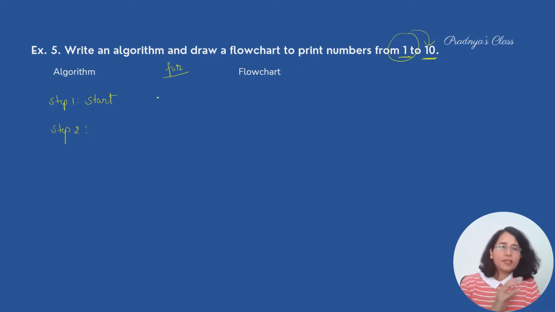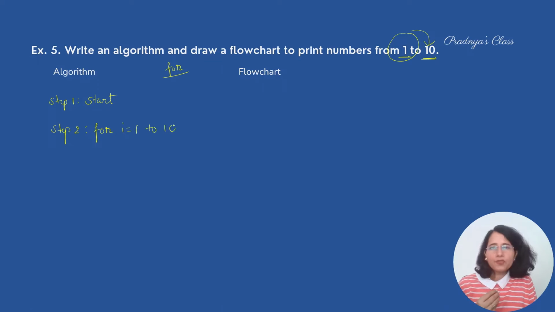The looping statements we will study in Python. For now just keep in mind that there is a looping statement to repeat statements for a fixed number of times. So for i equals 1 to 10, we have to specify the starting number and we have to specify the last number. And the same number we have to print also. So I am going to print i here. So each value of i will get printed. After printing we are not doing any processing here.